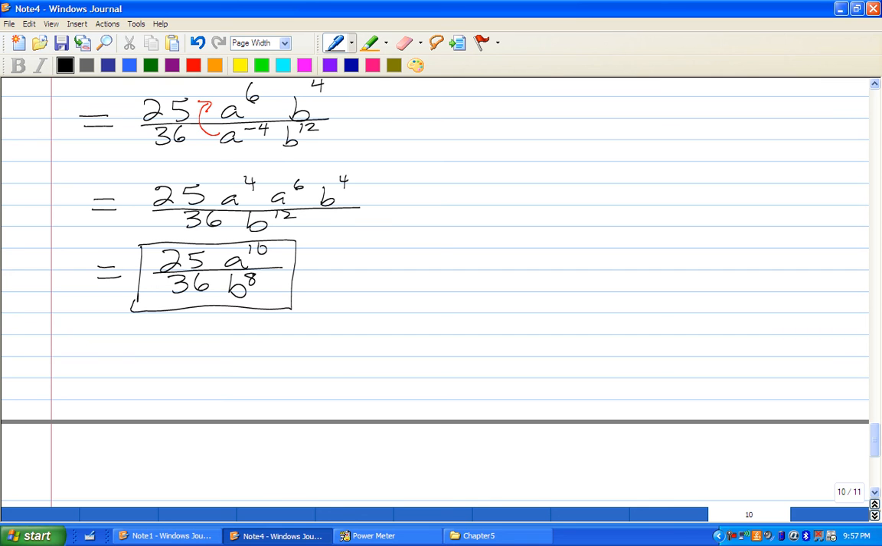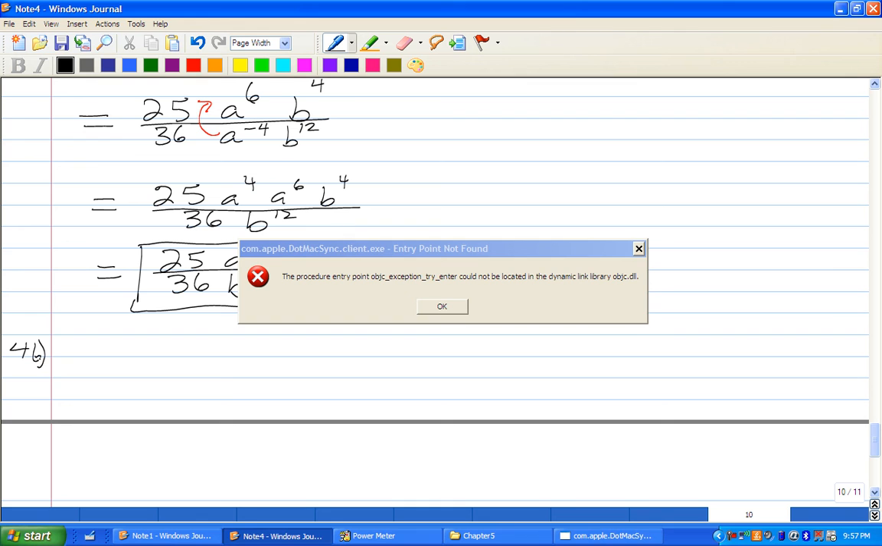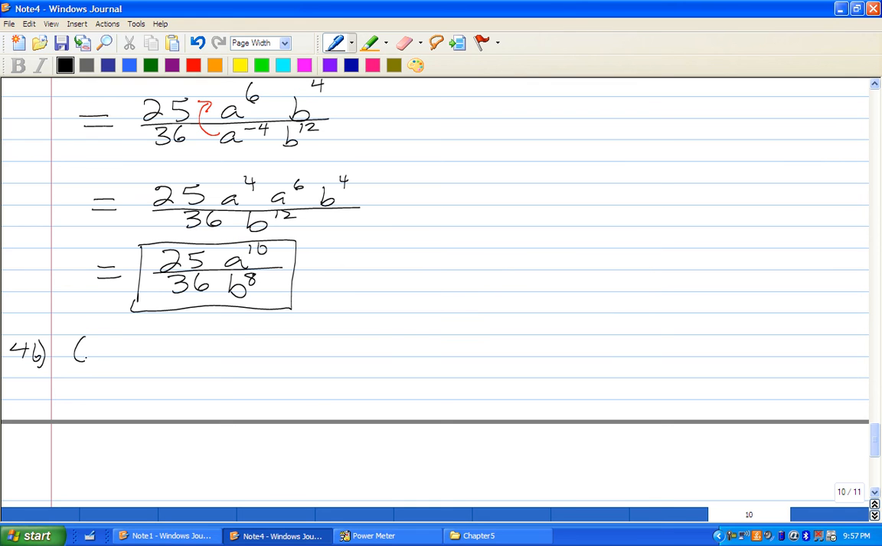Let me do problem number 46. Two a to the negative 2, a to the 6, b to the negative 1. Okay, so let's multiply. So this is 2. I have the same base a. I'm multiplying, so I add exponents. Negative 2 plus 6 is a positive 4, b to the negative 1.